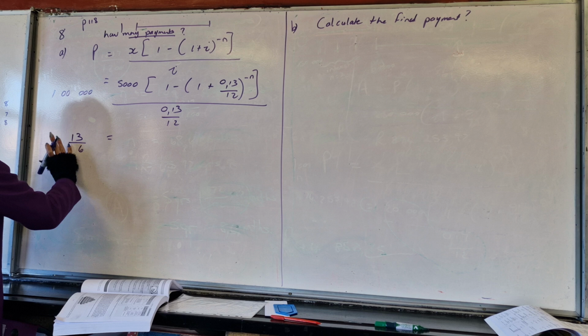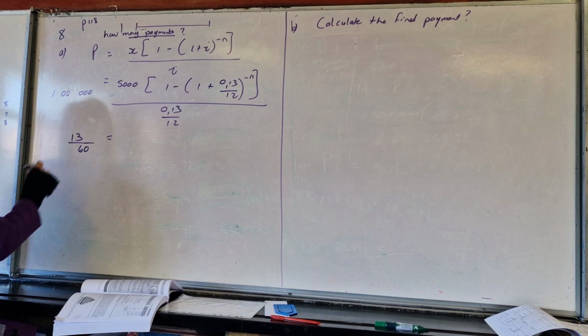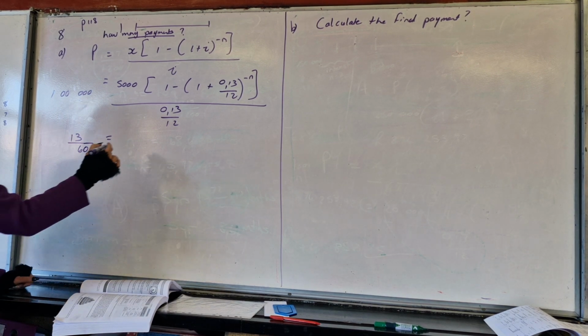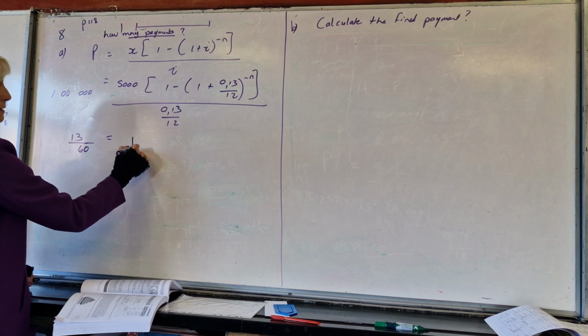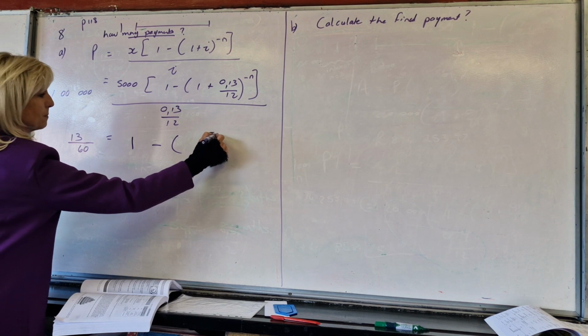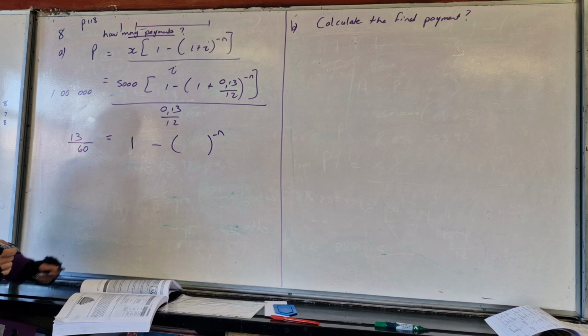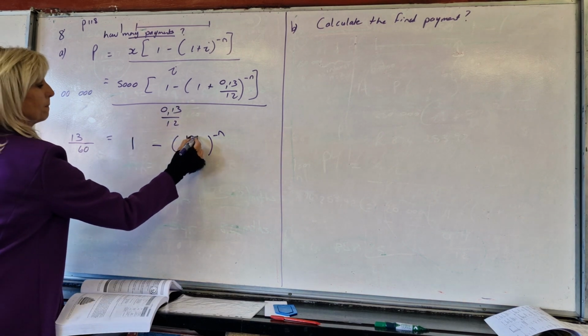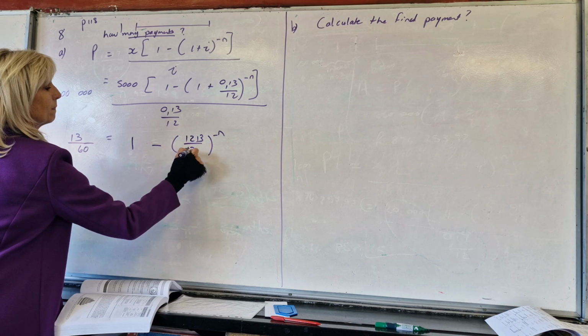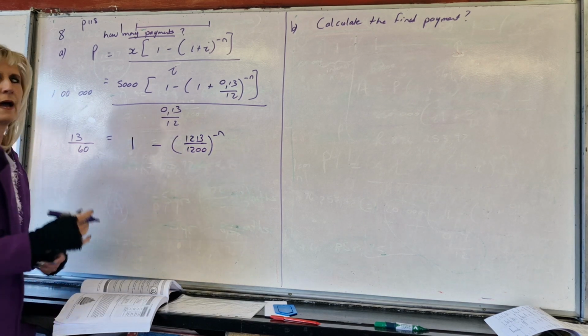16 sounded like 6. Okay? And on the other side, we can leave away the big brackets: 1 minus the small brackets to the power of negative n. And what's inside that bracket is 1213 over 1200. Alright? I like it.